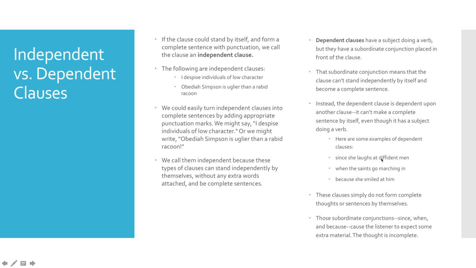Since she laughed at diffident men. When the saints go marching in. Because she smiled at him. These clauses simply do not form complete thoughts or sentences by themselves, not complete ideas. Those subordinate conjunctions like since, when, and because cause the listener to expect some extra information or material. The thought is incomplete. If I walk up to someone randomly and said, because she smiled at him, and then walked away, they're going to be left thinking, well, I don't know what the rest of that idea was. So when you leave someone hanging, it becomes a dependent clause.